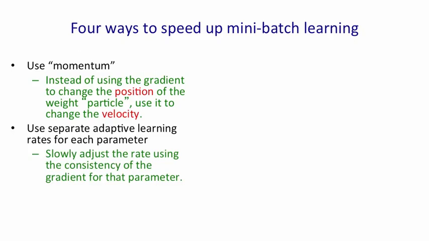A second method for speeding up mini-batch learning is to use a separate adaptive learning rate for each parameter, and then to slowly adjust that learning rate based on empirical measurements. And the obvious empirical measurement is, are we making progress by changing the weights in the same direction? Or does the gradient keep oscillating around so that the sign of the gradient keeps changing? If the sign of the gradient keeps changing, we're going to reduce the learning rate, and if it keeps staying the same, we're going to increase the learning rate.